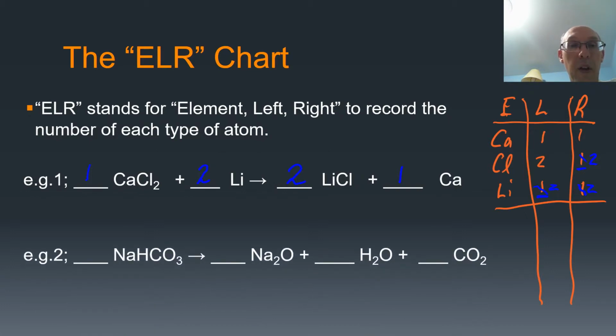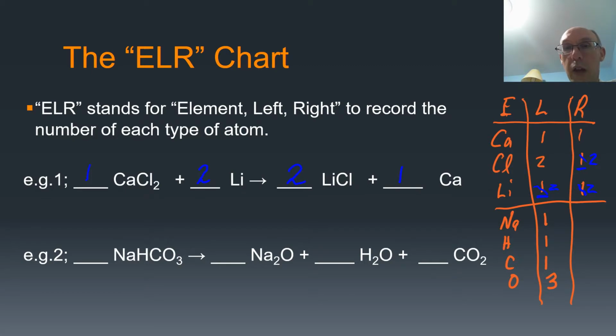Here we have sodium bicarbonate decomposing to produce sodium oxide, water, and carbon dioxide. We're going to again do our count. So we have sodium, hydrogen, carbon, and oxygen. Originally we have on the left-hand side 1 sodium, 1 hydrogen, 1 carbon because 1s are understood, and we have 3 oxygen.